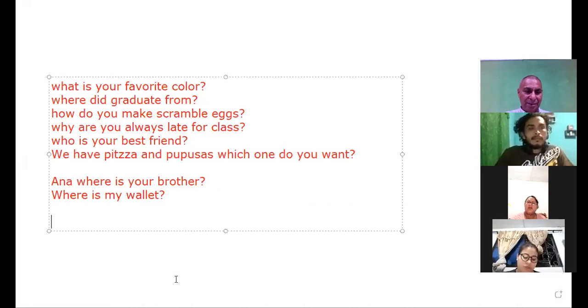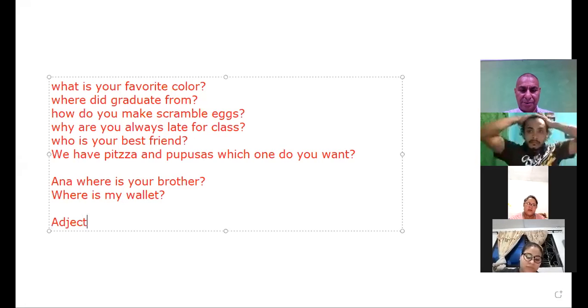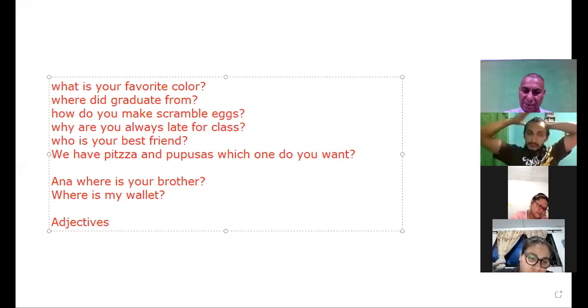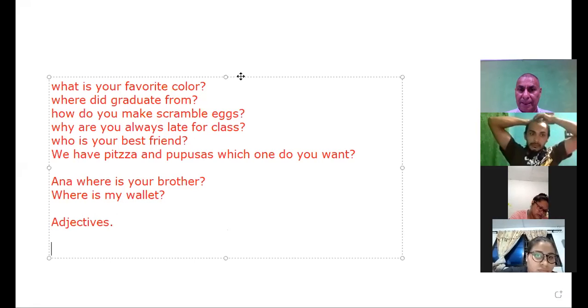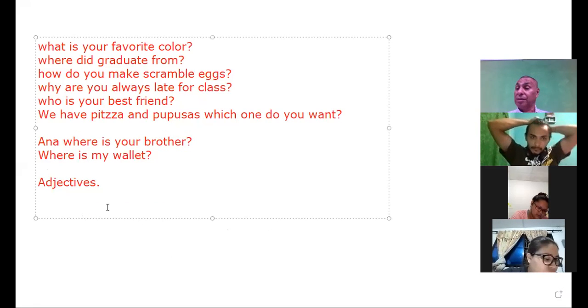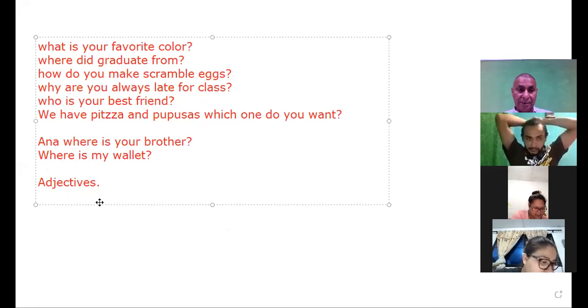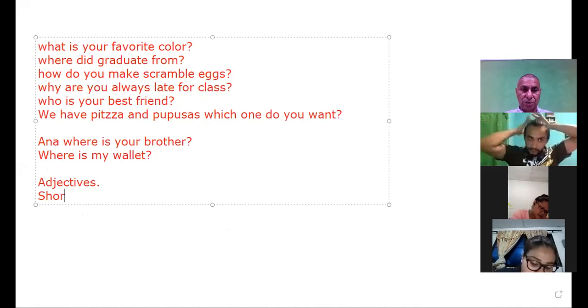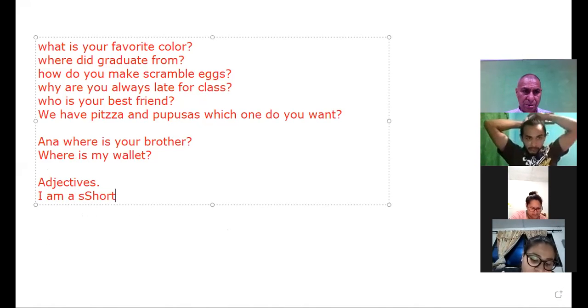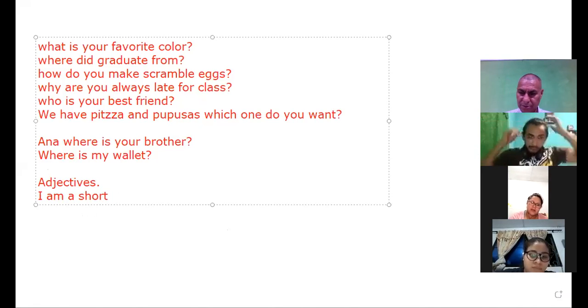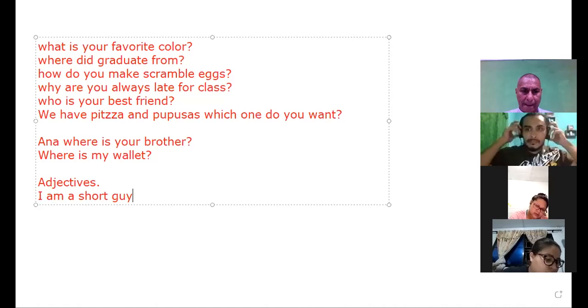Está claro, ¿verdad? Y tenemos también los adjectives. Los adjectives dijimos que son words o palabras que usamos nosotros para identificar o describir una persona o un artículo, ¿ya? Por ejemplo, tenemos el adjective short, ¿ya? I am a short guy.